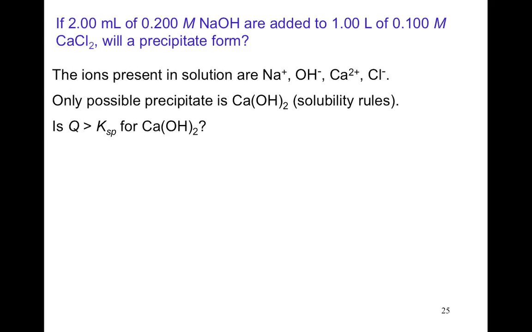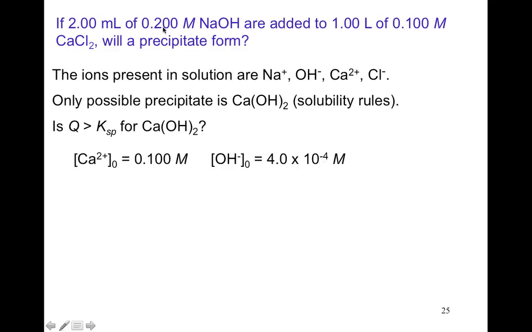So we're going to go ahead and try to solve for a Q for calcium hydroxide. If calcium comes from 0.1 mole in 0.1 liter, then its concentration is 0.1 molar. That's nice, very easy to solve for a concentration. And the concentration of the hydroxide ions comes from the 0.2 moles with 2 milliliters. So you solve for the moles and you get 4.0 times 10 to the negative 4.